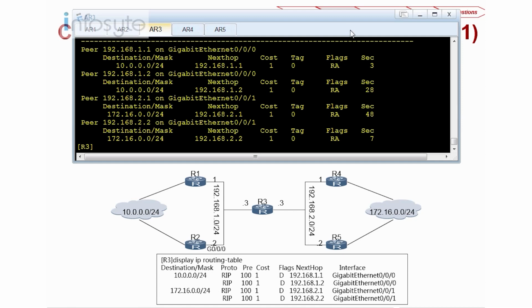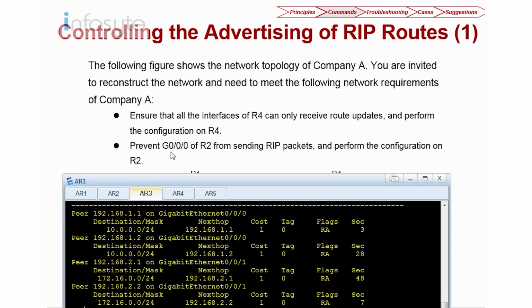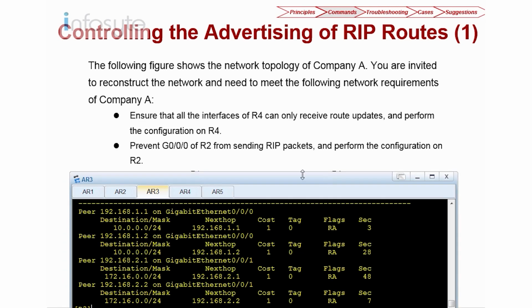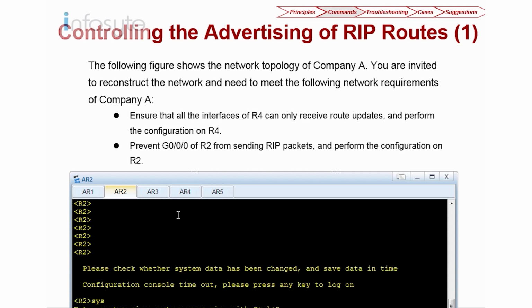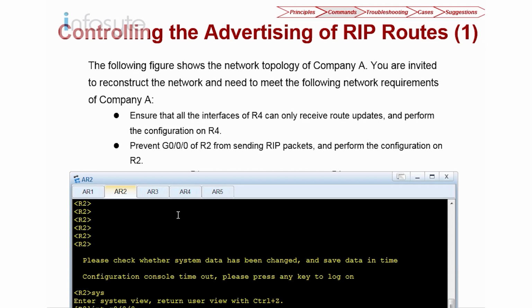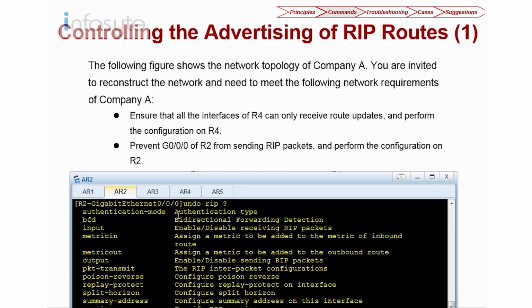Next, I'm going to do the second exercise here. Prevent GE 0/0/0 of R2 from sending RIP packets, and perform the configuration on R2. Because you need to do this on only a single interface, we need to do it on R2. So on R2, we are going to go into the interface GE 0/0/0. We are going to use a command called undo rip output. So we are going to prevent them from sending out. This is called output. Enter.